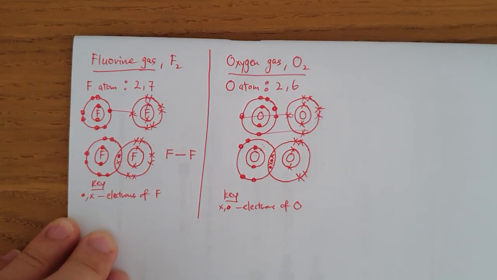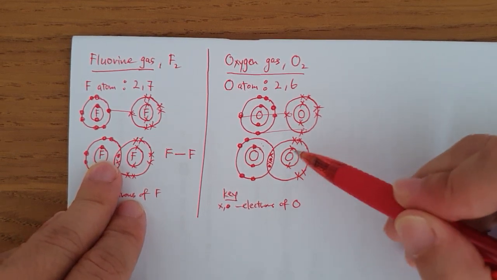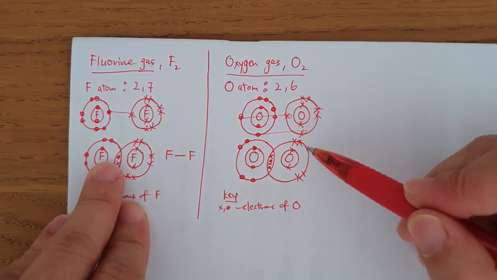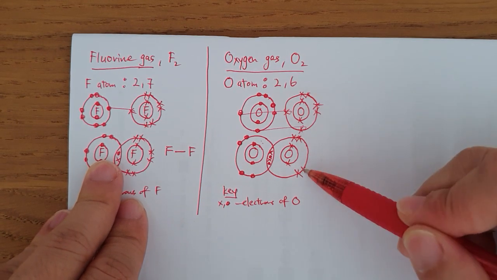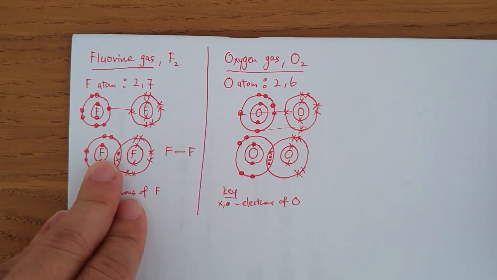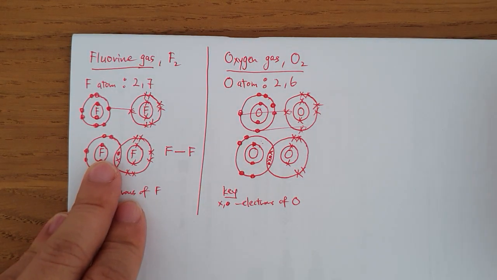Alright, so let's take a look and count for each of the oxygen atoms. Have they achieved a stable electronic structure of a noble gas with 8 electrons? Let's take a look at this oxygen atom. It should have 1, 2, 3, 4, 5, 6, 7, 8. So it has 8 electrons in the outer electron shell.